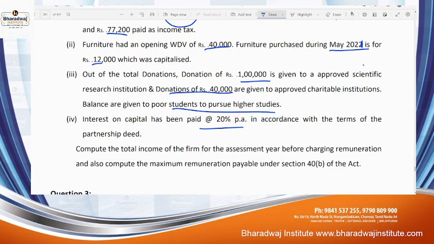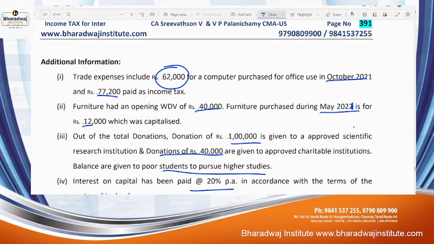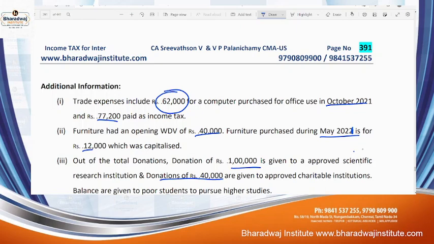Compute the total income before charging remuneration, and also find the maximum remuneration payable under section 40B. Before we start to solve the problem, we have to work out allowable depreciation. Computer gets a depreciation rate of 40%. Furniture 10%. Section 32, block of assets method. We have to work out depreciation first. Start.